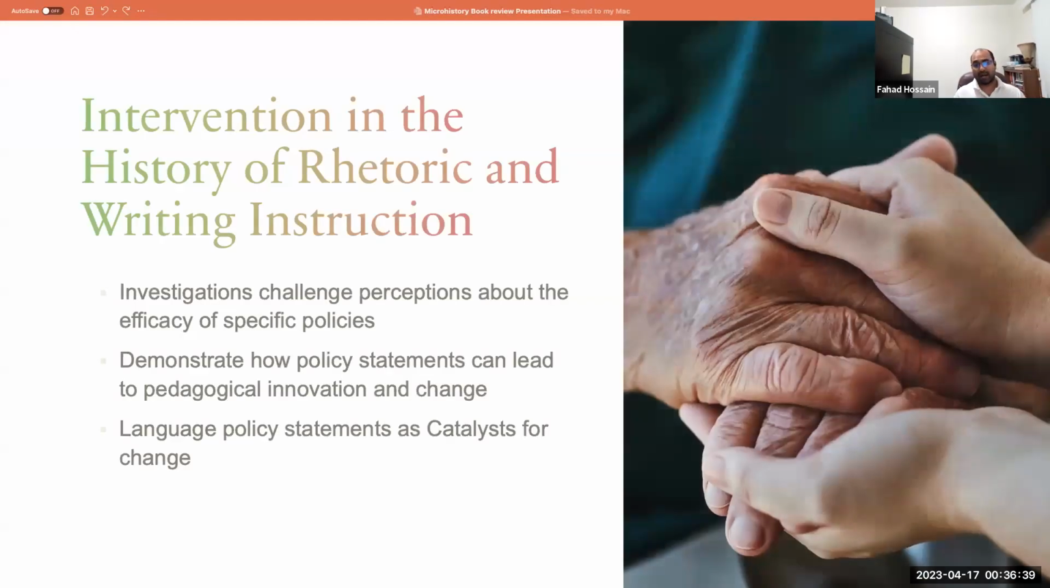Before getting into the chapters, I'd like to talk about the intervention in the history of rhetoric and writing instruction. In three broad spectrums, the investigation of the book's findings challenge our perceptions about the efficacy of specific policies drafted in different eras since 1970. It also demonstrates how policy statements can lead to pedagogical interventions. We'll talk about it later, how different language policy advocacy groups came up with different policies and turned those policies into different actions in the classroom or in the greater area. And it also shows language policy statements as catalysts for change.